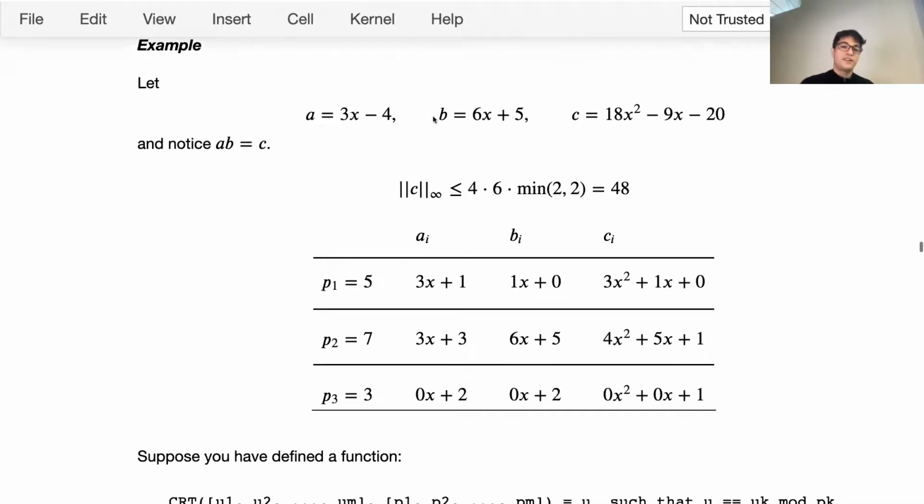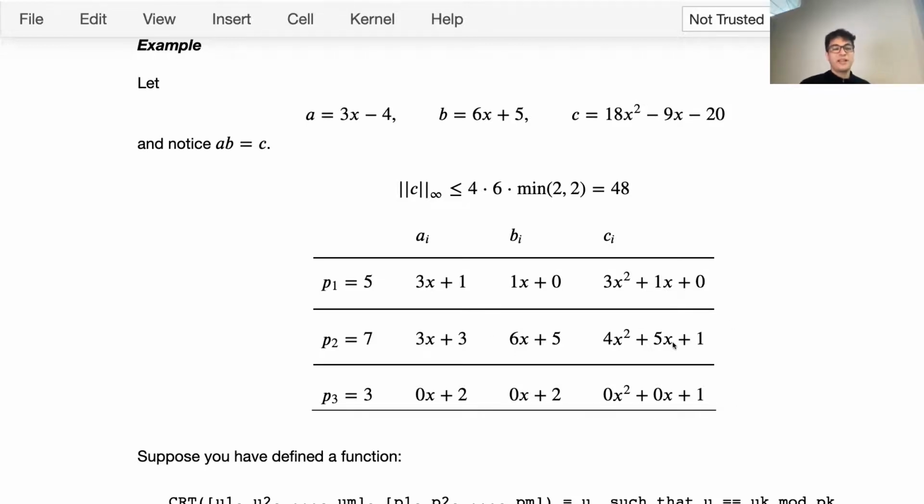So you want to multiply A by B, and you want to get this. Strictly speaking, this isn't known, and it would be expensive to compute. So what I'm suggesting instead is you pick a prime like 5. You do the multiplication mod 5 and you get the product. You do the multiplication mod 7 and you get the product.